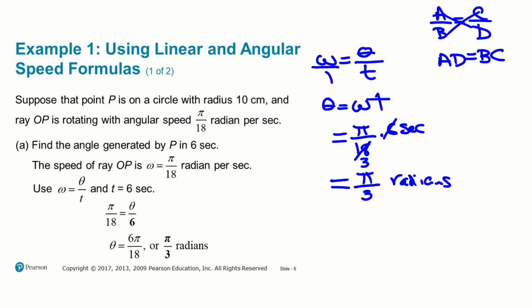Remember, the units of the pi over 18 were radians per second. So the seconds cancel out and they leave you radians. You always have to make sure that your units make sense. Otherwise, there's a problem with the formula. So that's how you do that simple problem.